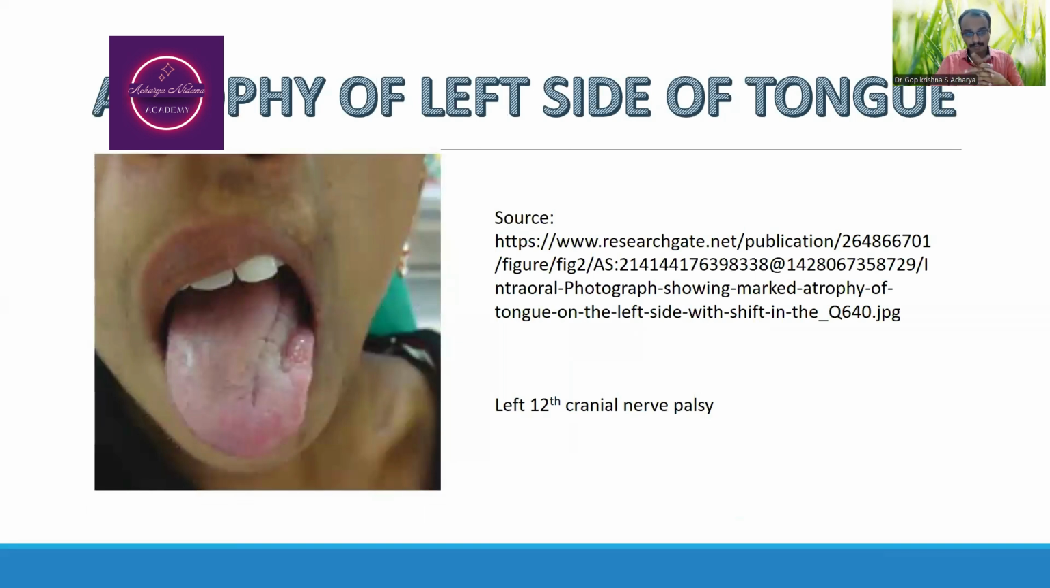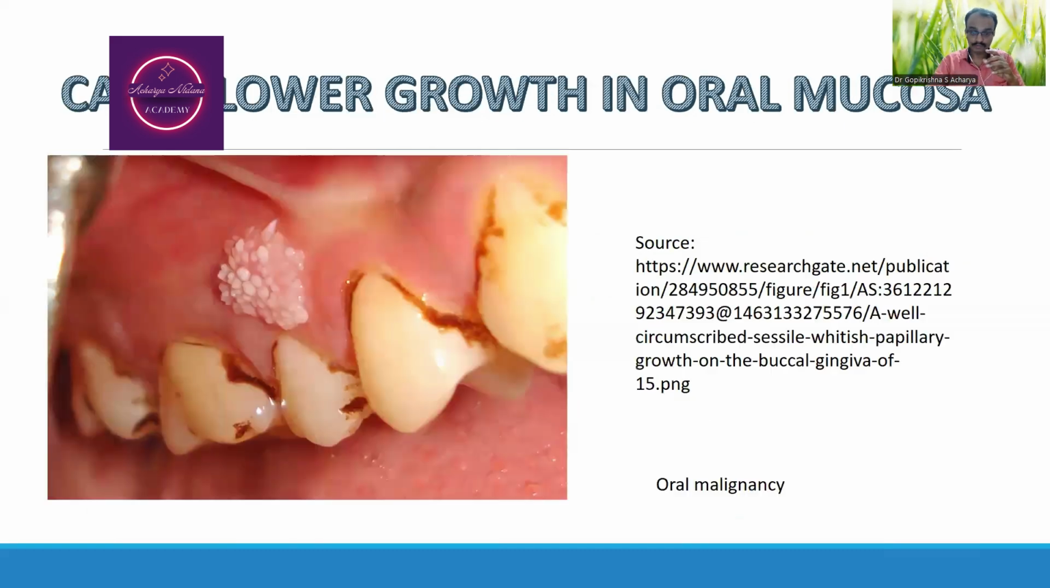In this particular example, see the deviation of the tongue observed on the left side. This is indicative of the presence of left-sided 12th cranial nerve palsy. When you think about this, this is considered to be a cauliflower-like growth observed in the oral mucosa, indicative of oral cancer.